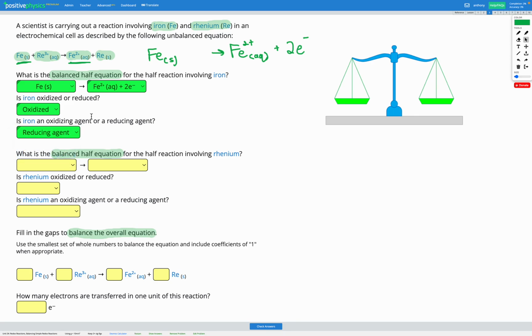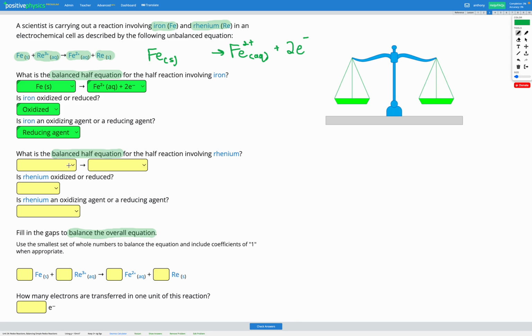The reason why is that in a redox reaction, we always have both oxidation and reduction occurring. So if iron is oxidized, that means that the other thing in our equation, here it's rhenium, must be reduced. So iron is helping to reduce the rhenium. So in that sense, it's a reducing agent towards the rhenium.